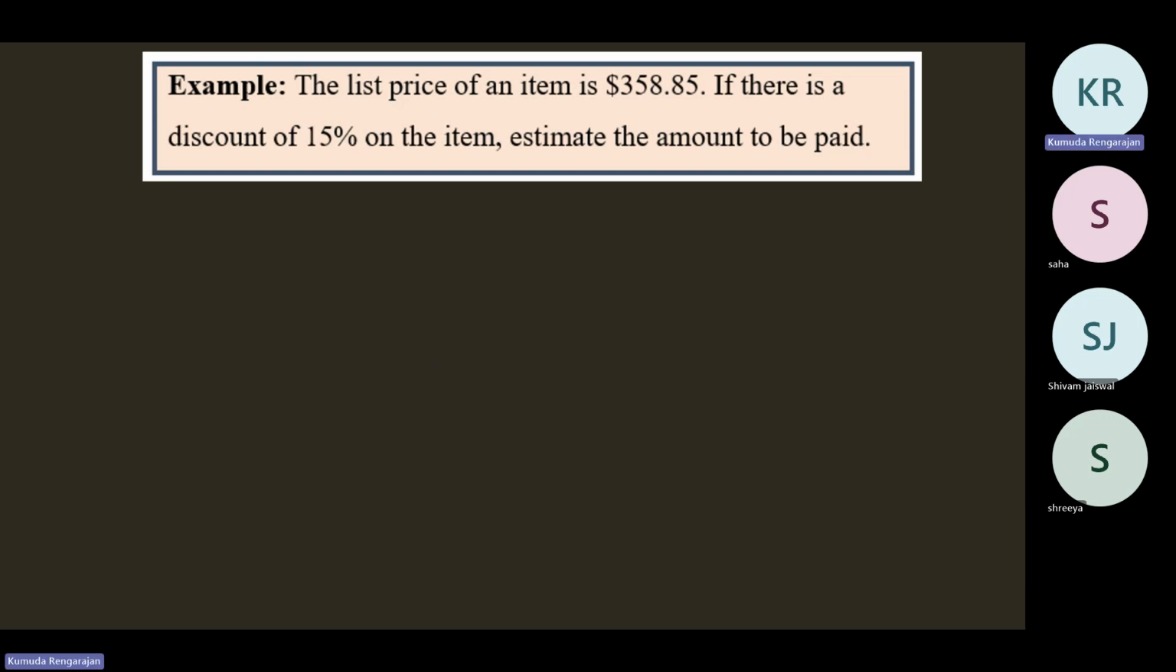This one is similar. List price is given, discount percent is given. You'll have to find the selling price. List price means it's the mark price. Mark price is given, discount is given. So using the formula, you'll have to find the selling price.